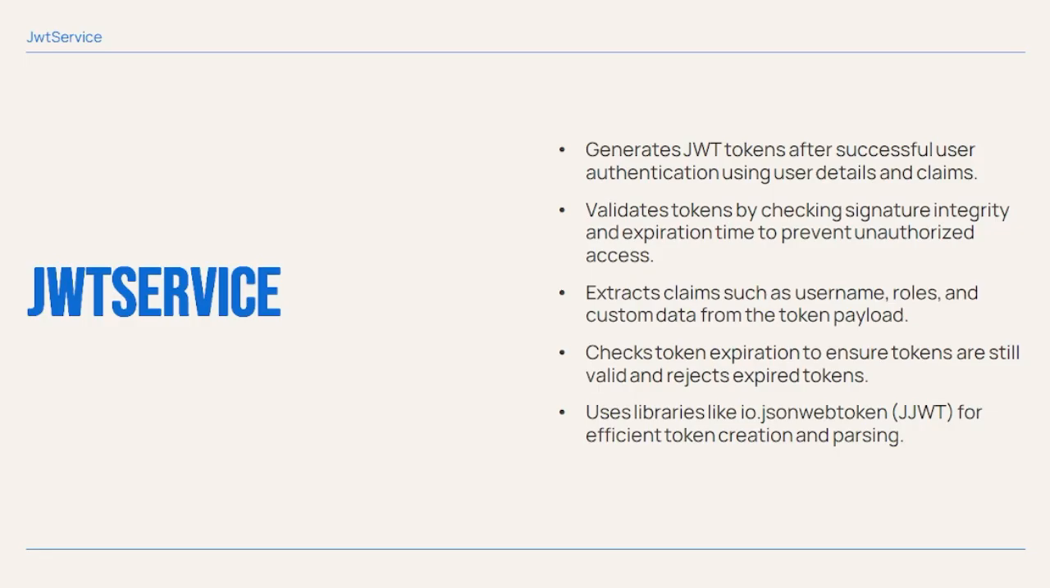JWT service generates a JWT token after successful user authentication. You will be generating the token using this service, and it validates the token, whether the token is valid or not, whether the token has already expired or not, and whether it is an unauthorized access. It validates the token by checking the signature integrity, as I told.